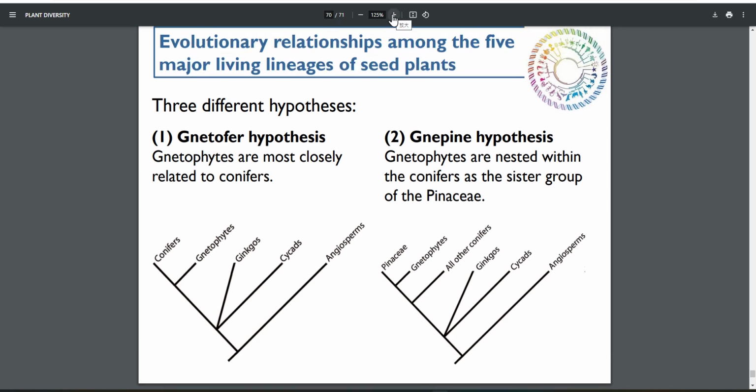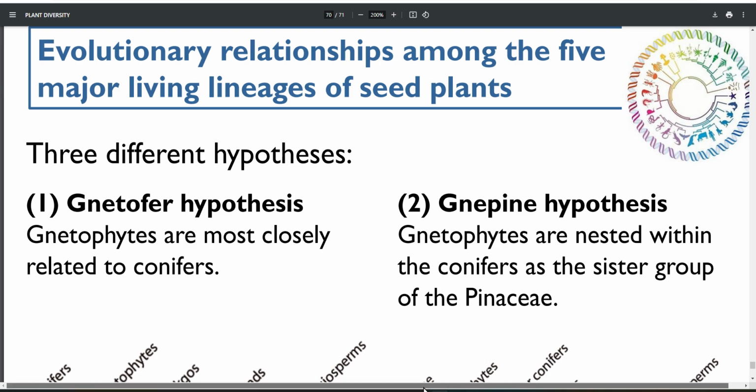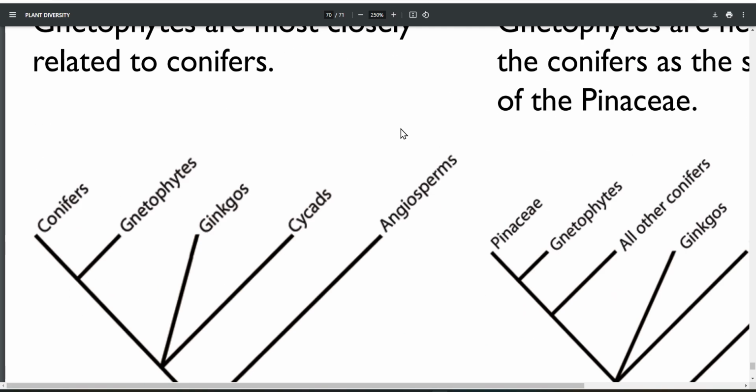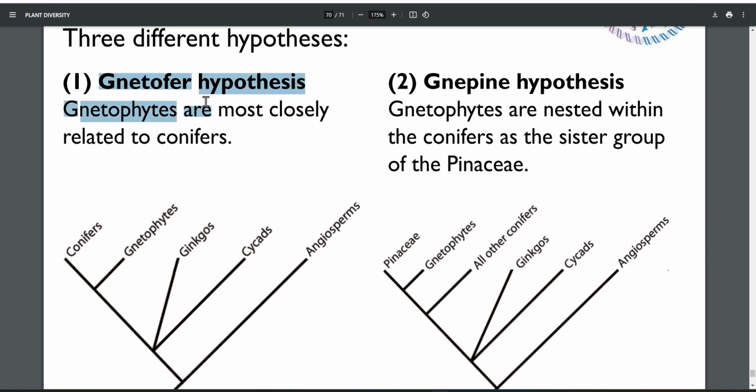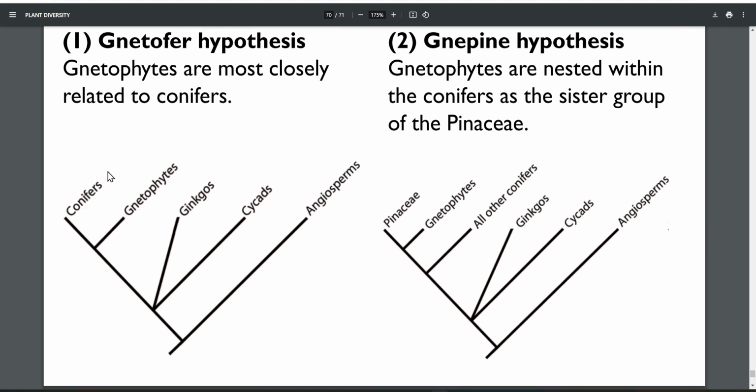There is the first one, the Gnetifer hypothesis. They thought that Gnetophytes are the most closely related to conifers. So conifers, Coniferophytes, and Gnetophytes, while ginkgo and cycads are kind of doing their own thing with angiosperms at the very end. So these two share one common ancestor here, and these ones just share one common ancestor here. These three, and all of them share one common ancestor with the angiosperms.